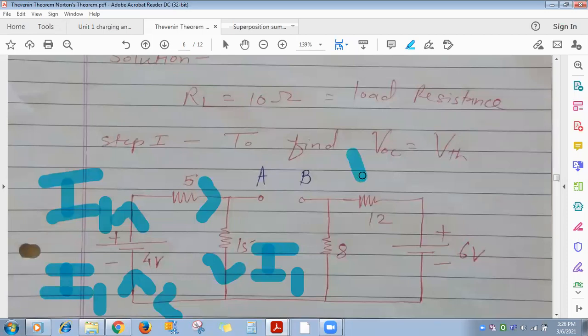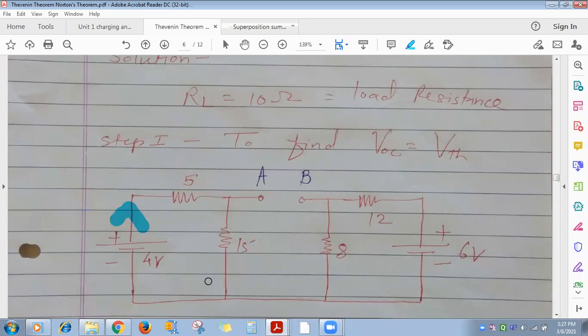In this circuit, 5 and 15 ohm are connected in series, and the total voltage is 4 volt. So how much is the value of I1? 4 ampere divided by 20. Right? 4 divided by 20, which is 0.2 ampere. Clear? I1 you easily get, and its direction also you will get.